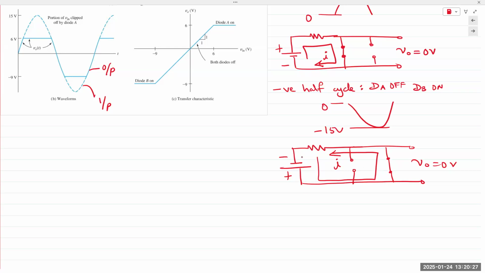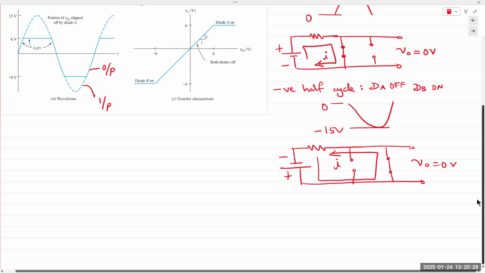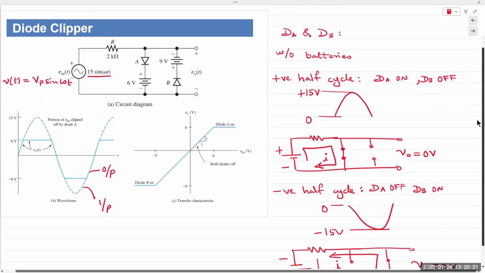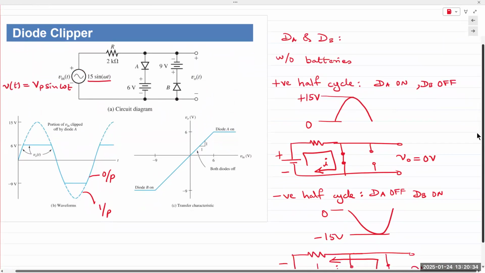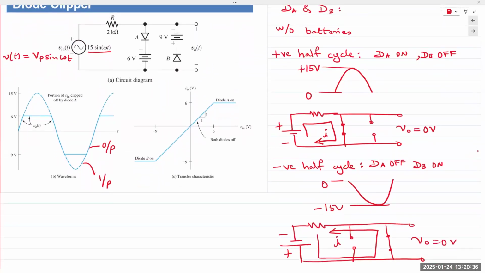So that is where the batteries come in. All right. Is everybody with me so far? If you have just ideal diodes connected in there, meaning they don't require any voltage drop to turn on, as soon as the output goes positive, the diode turns on, it's a short circuit, and V out goes to 0. So DA causes VO to go to 0 in the positive cycle. DB causes VO to go to 0 in the negative cycle.